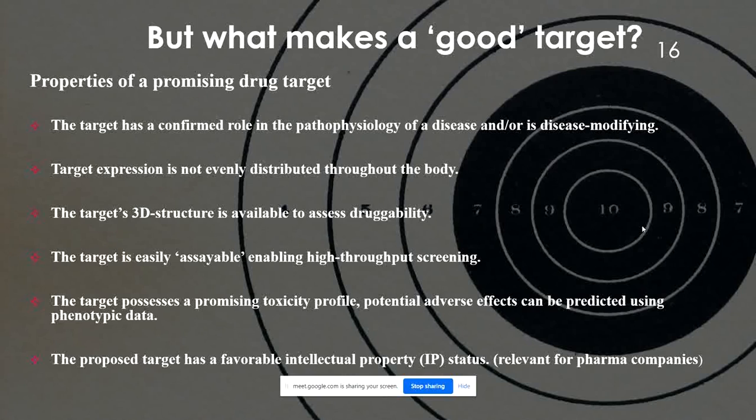Because if that particular receptor is present widely in your body, the drug will bind to every other tissue rather than binding to a specific tissue, and that will give rise to some other set of complications, some other unwanted effects. That is why whenever we need to find a drug target, we have to specifically see that this particular target is not distributed throughout the body.